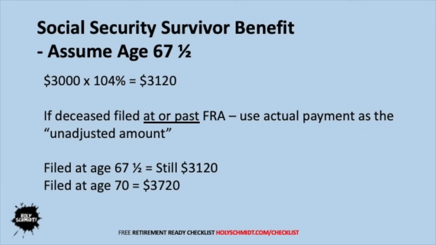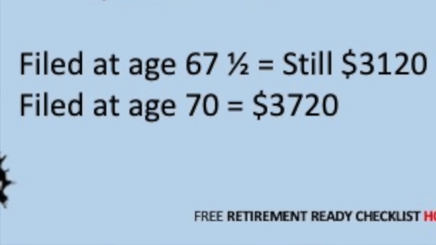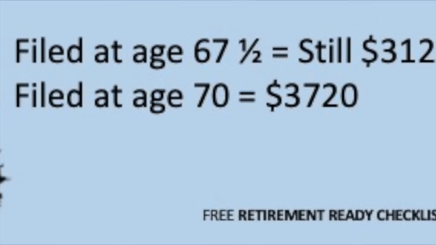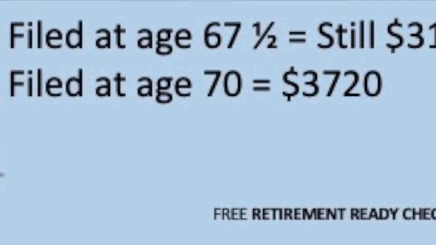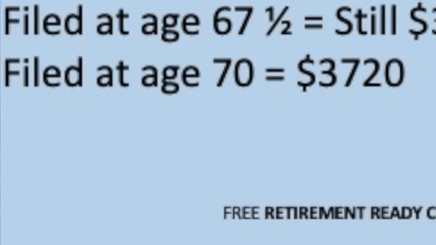Now, what happens if the deceased actually filed for Social Security? Well, if they filed for Social Security at or beyond full retirement age, that would be the unadjusted amount that is given to the survivor. In this case, let's assume again that they were 67.5. The survivor's unadjusted amount, before adjusting for the age of the survivor, is $3,120. And taking in this example all the way through, if the deceased had waited until age 70 before filing for Social Security, the unadjusted amount would be $3,720.